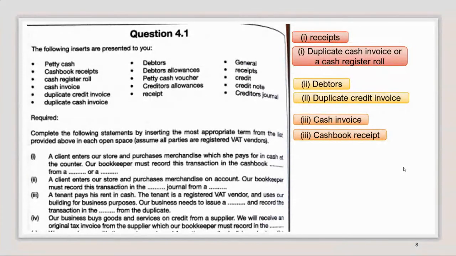Okay, so where do we record credit purchases from our supplier?